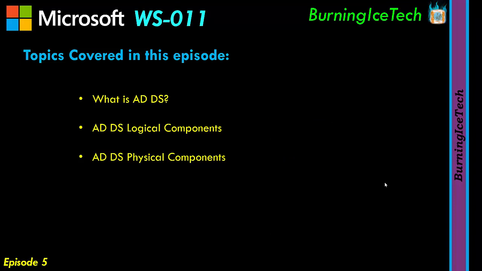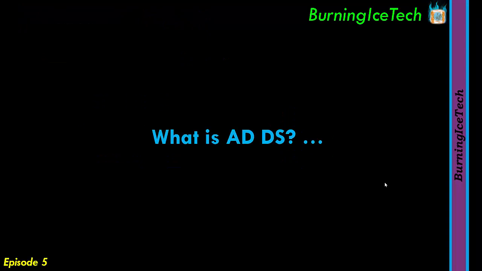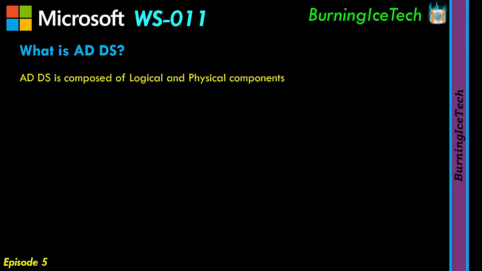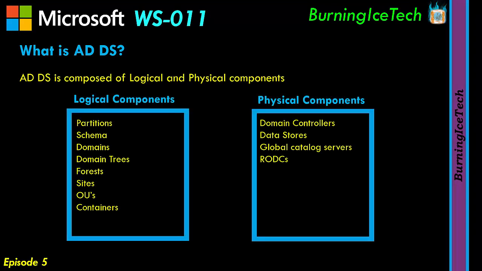So I think with all of that out of the way, let's go take a look at our first topic being Active Directory domain services, or I should say, what exactly is it? So what is Active Directory domain services? Well, it consists of both logical and physical components, and I've got tables here at the bottom for you guys, which actually shows you that. Logically, you can see there's quite a boatload, meaning partitions, schema, domains, just to mention a few. On the physical side, we've got domain controllers, data stores, and so on and so forth.